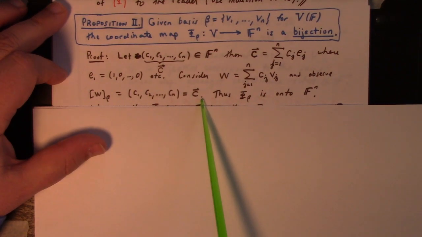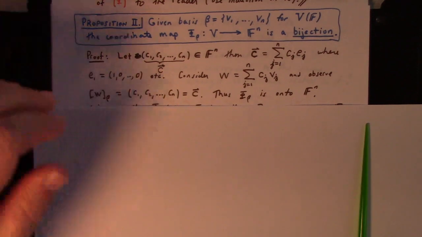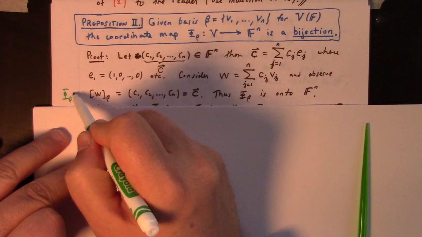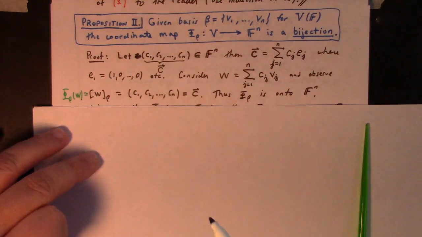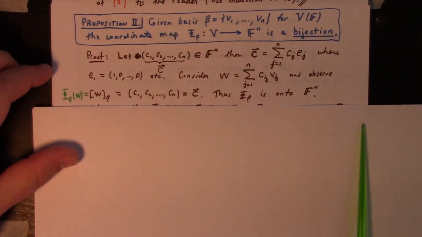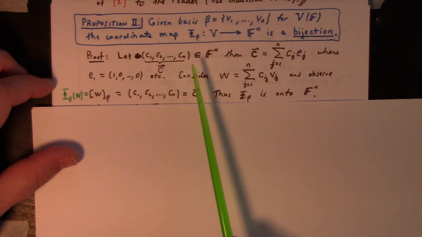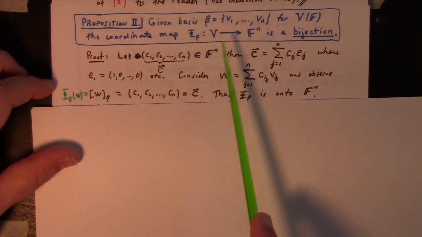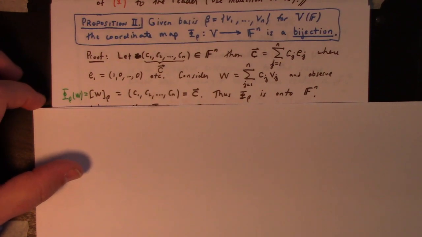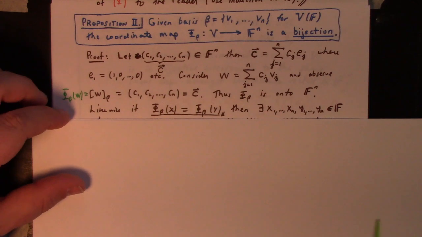which shows you that phi beta of w is c. And that proves that the coordinate map is onto, because I took an arbitrary point in the codomain and I found a point in the domain, w, which maps to it. So that proves that the coordinate map here is a surjection. Next up, I'll work on one-to-one, injectivity.